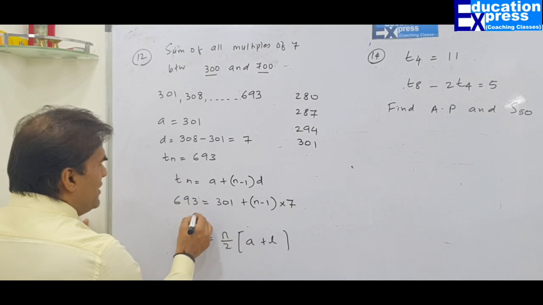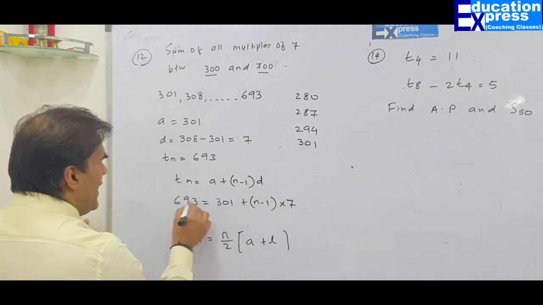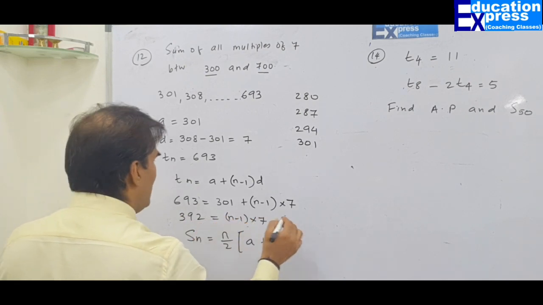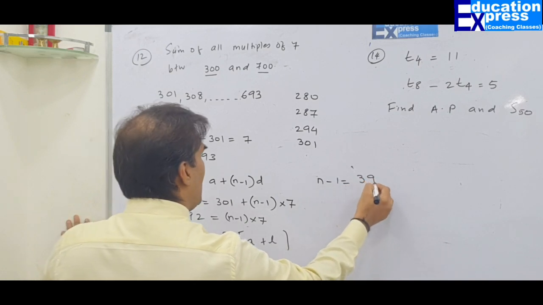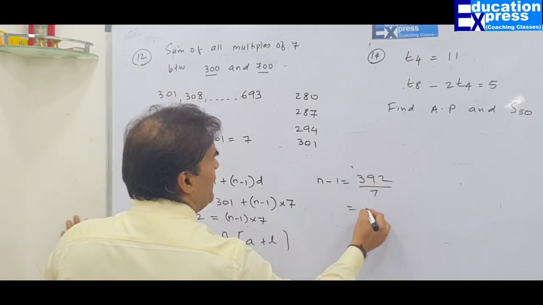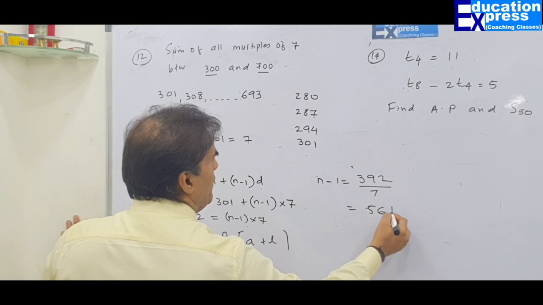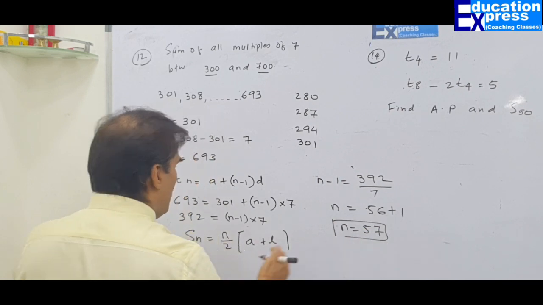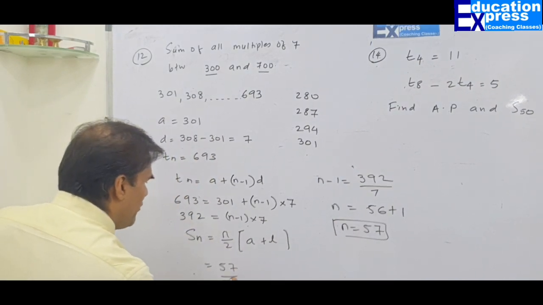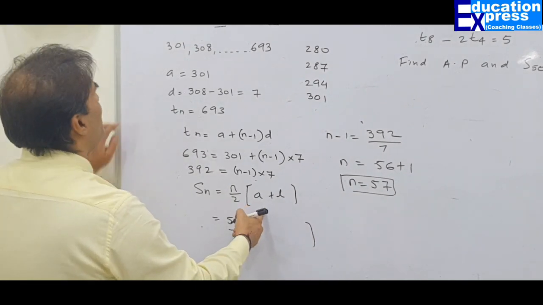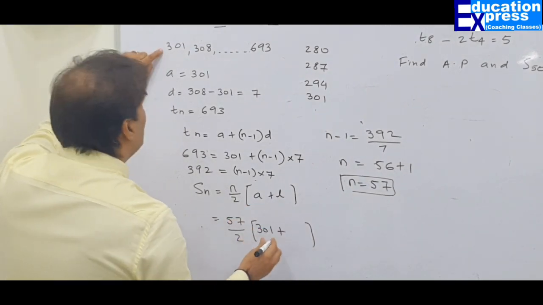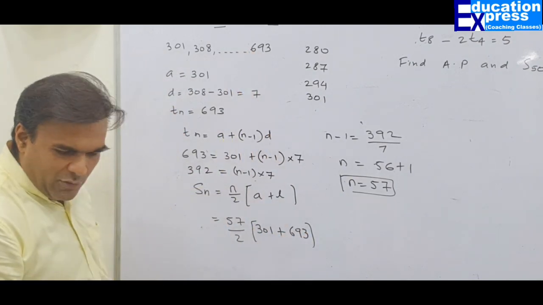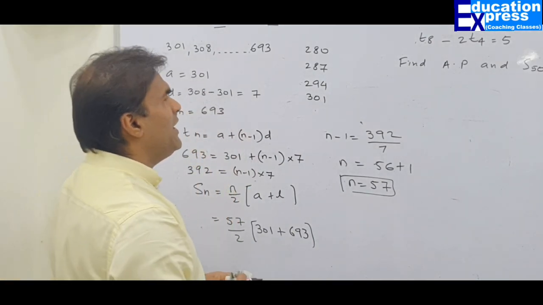If you substitute this on this side, you get 392 equals (n minus 1) into 7. So n minus 1 will be 392 upon 7. 7 5s are 35, and 6 plus 1 is n. n would be 57. So what do you have to find? So 57 upon 2. The value of A is available, 301, plus the value of L is also available, 693. I'm sure this calculation can be done by you. Let us move on to the next question.